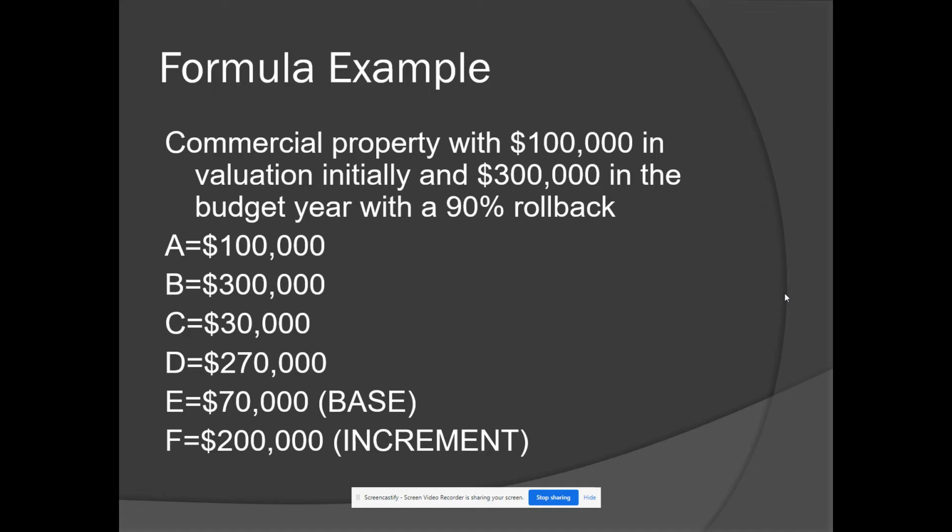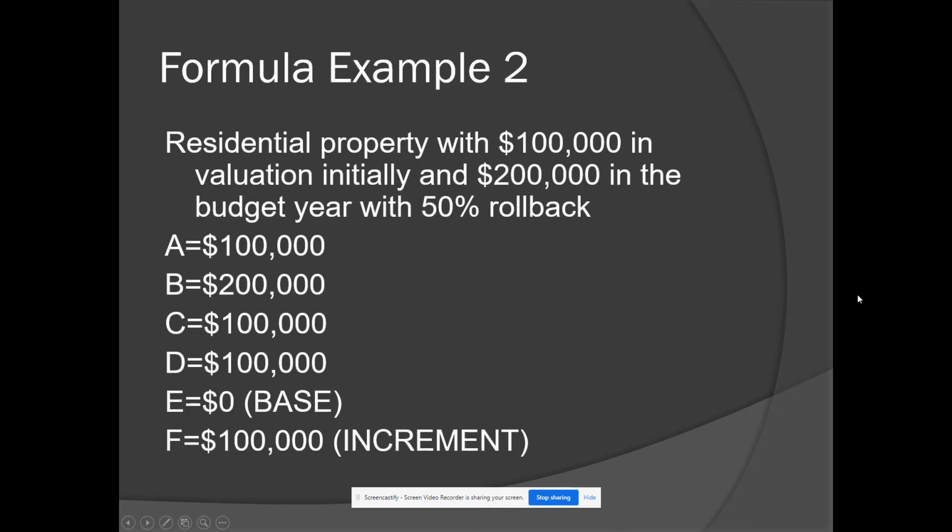C is how much rollback there was. In this example, it's $30,000. So it's a 10% rollback amount because the rollback itself is 90%. So what's remaining? $270,000 is the taxable amount that's available for taxation after rollback is applied. $70,000 of that will go to the base because, again, A minus C equals E. And then the remainder will go to the increment. So that's our growth amount.